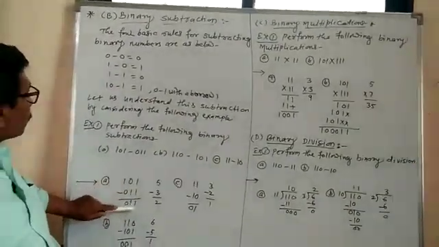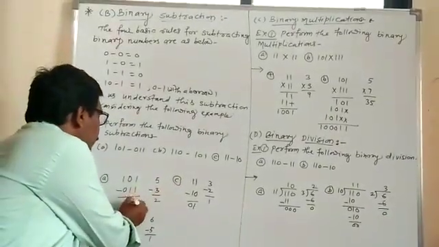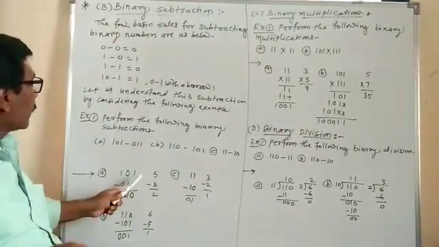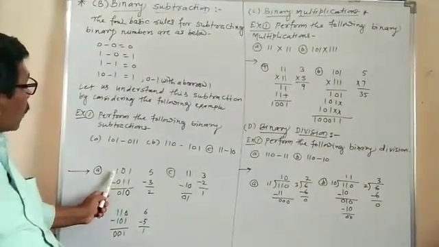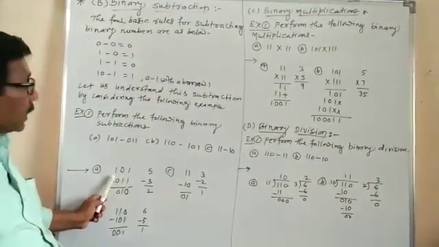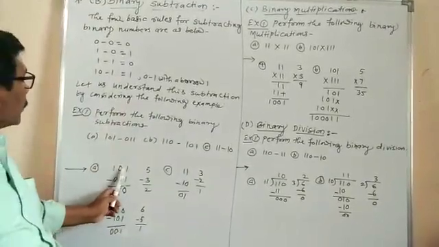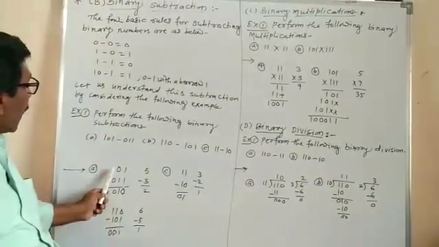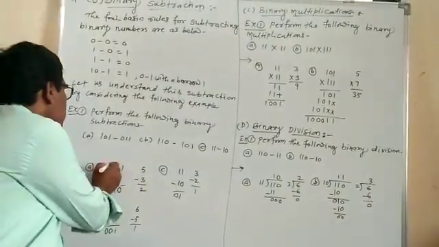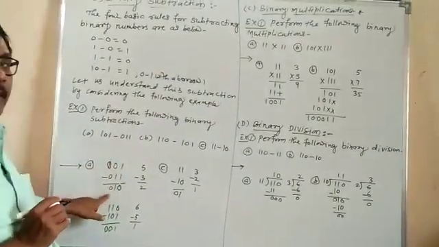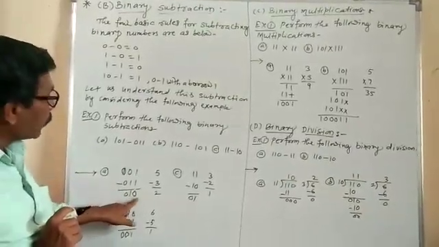1 minus 1 is 0. Then 0 minus 1: for this we have to borrow 1, and if we borrow this 1, it becomes 10. And 10 minus 1, by this rule, is 1. Since we borrowed 1 from this column, it becomes 0. So 0 minus 0 is 0. The subtraction result is 010, and 10 is what? It is 2.